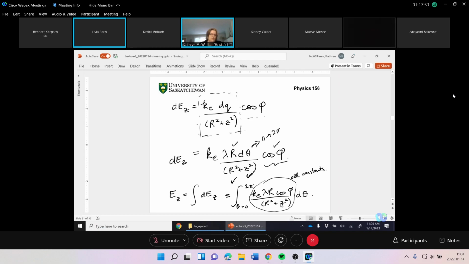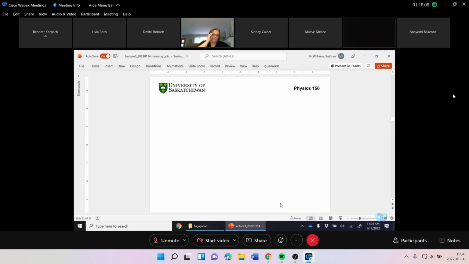Okay, these are all constants, so they move outside. So we pull all the constants out. This turns into actually a very simple integration. It's just equal to 2 times pi.